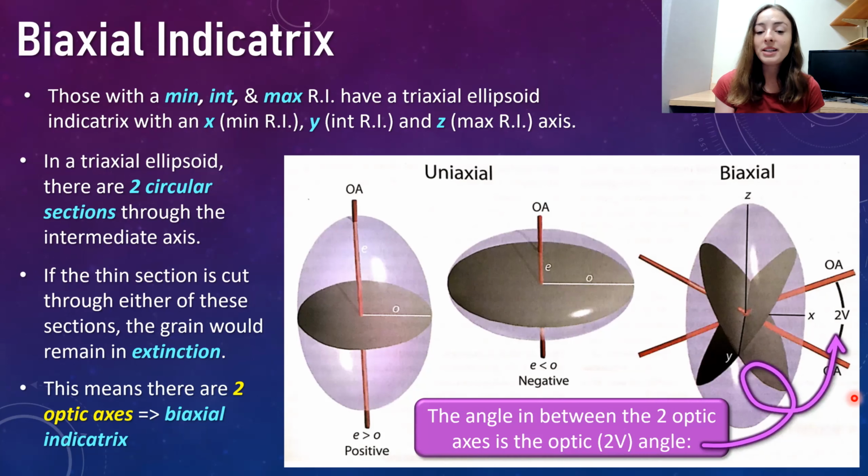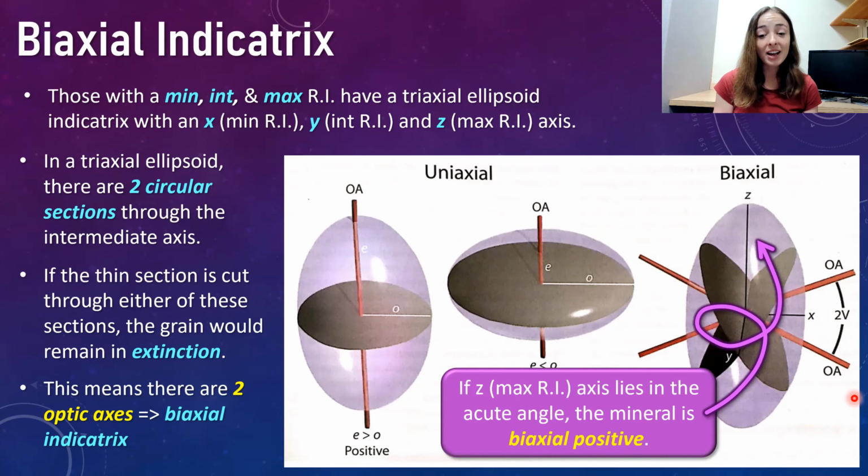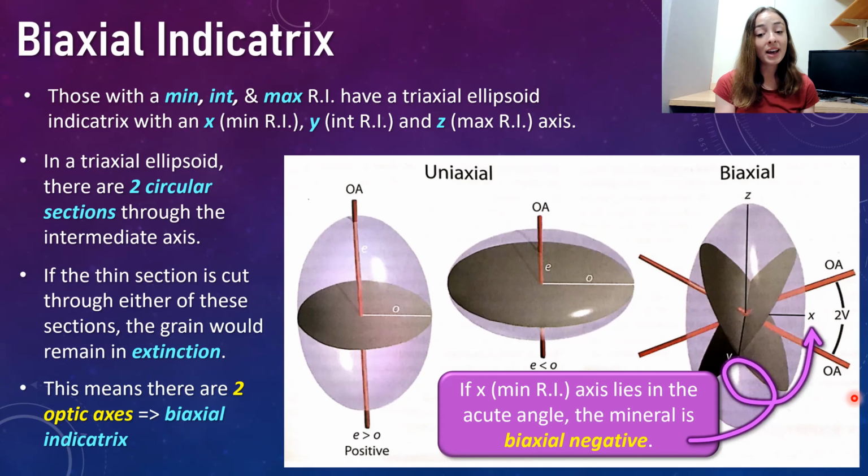And the angle between these 2 optic axes is the optic angle, or the 2V angle. And in terms of optic sign, if the Z or maximum RI axis lies in the acute angle, the mineral is biaxial positive. And if X, or the minimum RI value, lies in the acute angle between these 2 optic axes, then the mineral is biaxial negative. And in this case, we can see the mineral seems to be biaxial negative.